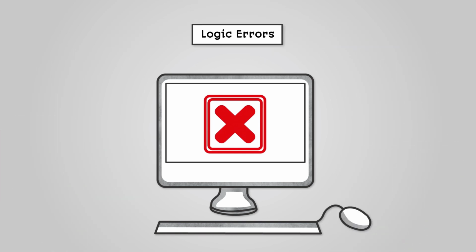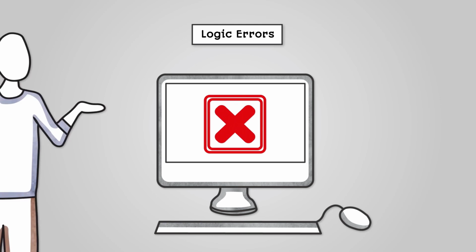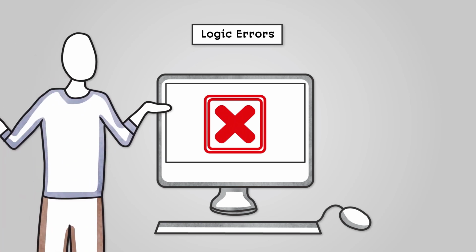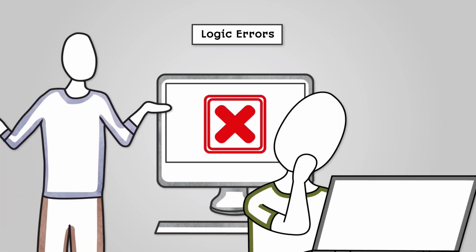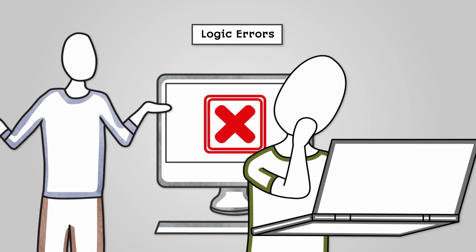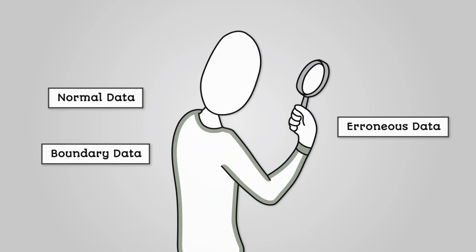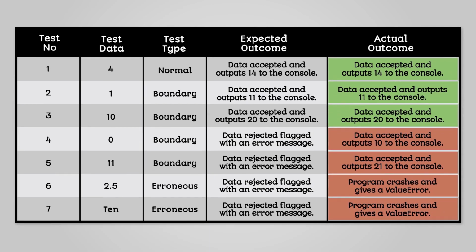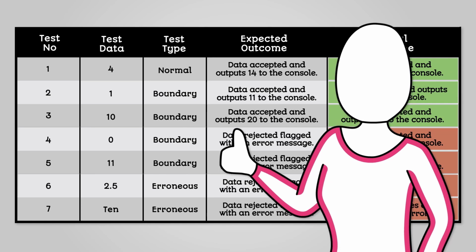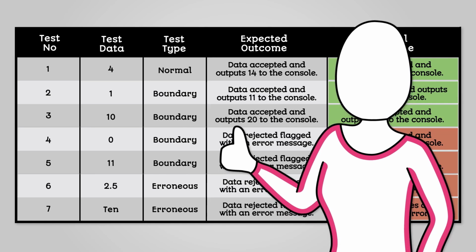Logic errors are where the program compiles but then does not behave as expected. Logic errors are very hard to spot, with dry running using a trace table being one of the more effective measures for finding them. Test data can be normal, boundary, or erroneous. We can use a test plan to check if our system handles these different types of data effectively. We can then refine the program to be more robust and error-free.